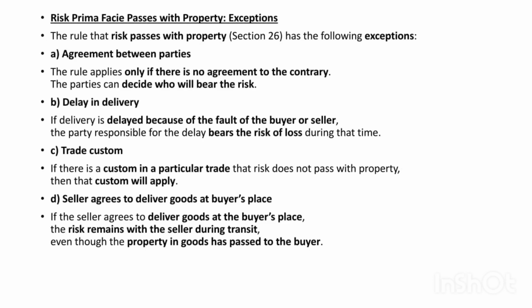Second one is delay in delivery. That is, if delivery is delayed because of the fault of the buyer or seller, the party responsible for the delay bears the risk of loss during that time. So this is the fault rule. The third one is trade custom. If there is a custom in a particular trade that risk does not pass with property, then that custom will apply. The fourth one is seller agrees to deliver at buyer's place. This is the fourth exception. If the seller agrees to deliver goods at the buyer's place, the risk remains with the seller during transit, even though the property in goods has passed to the buyer.